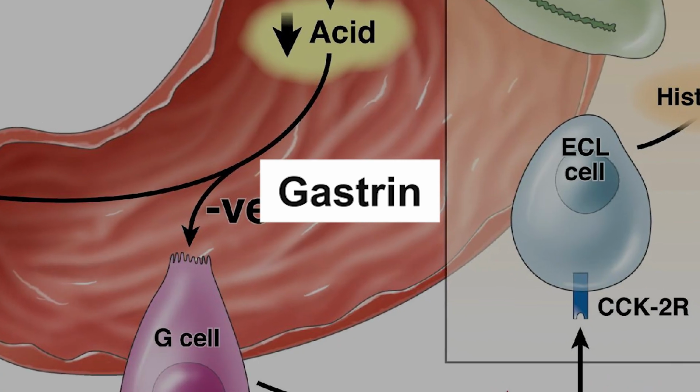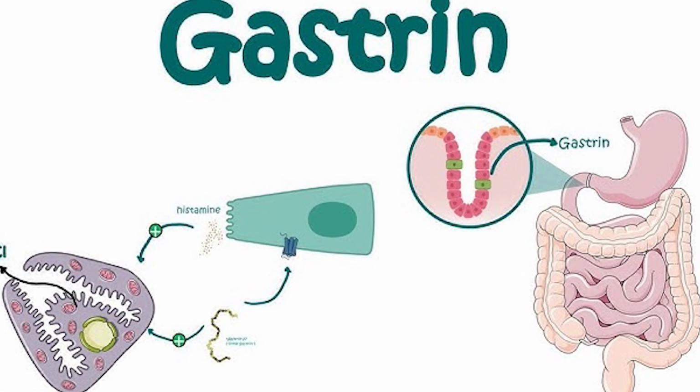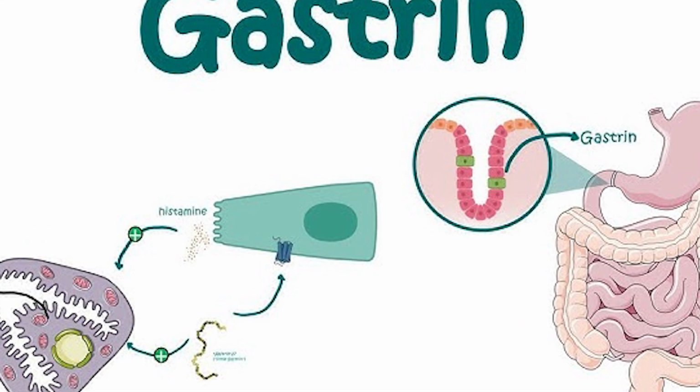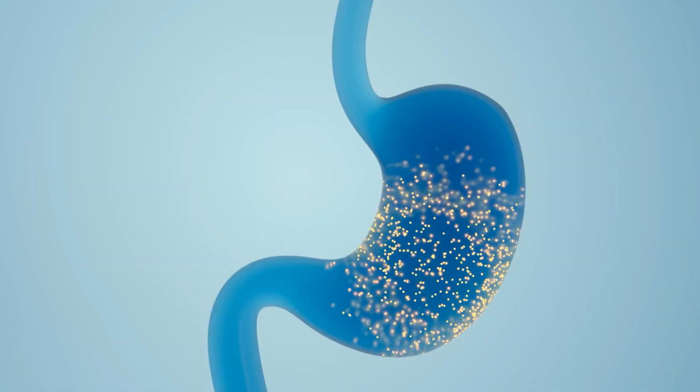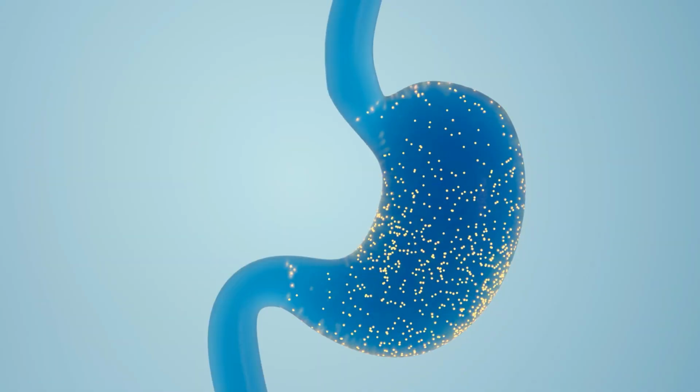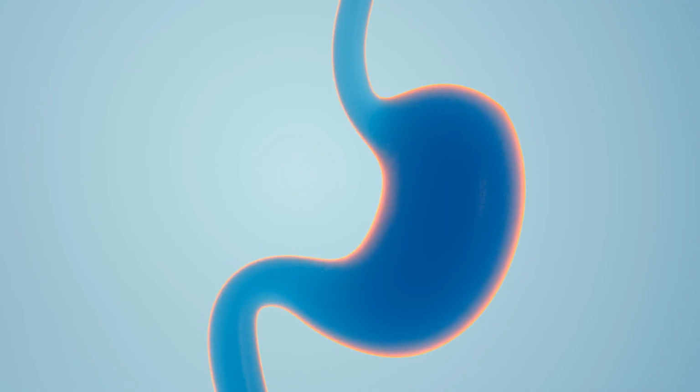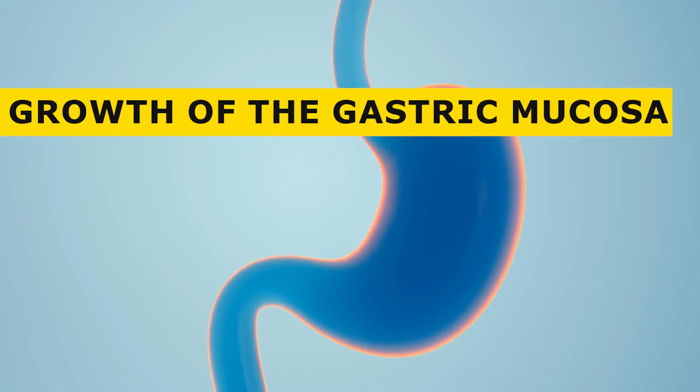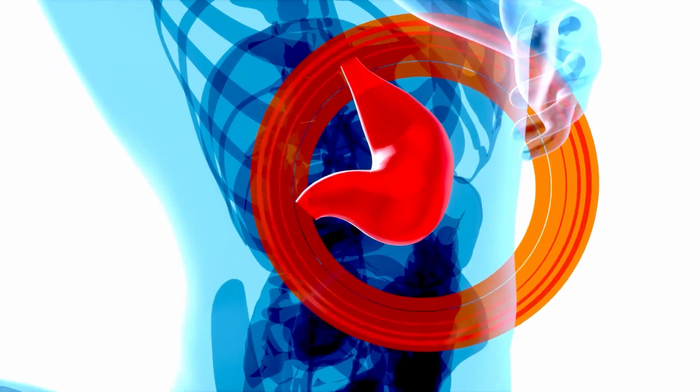Gastrin. Gastrin is a hormone released by G cells in the pyloric antrum. It stimulates gastric acid secretion, enhances gastric motility, and promotes the growth of the gastric mucosa. Gastrin release is triggered by the presence of peptides and amino acids in the stomach.